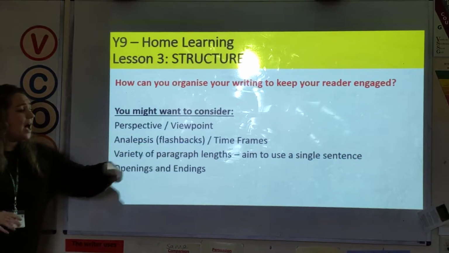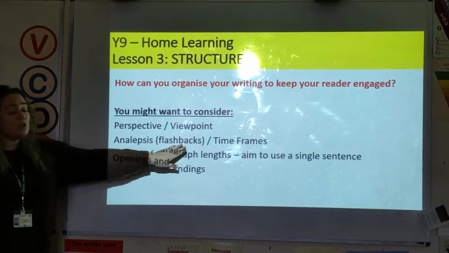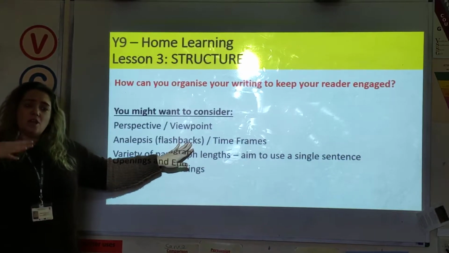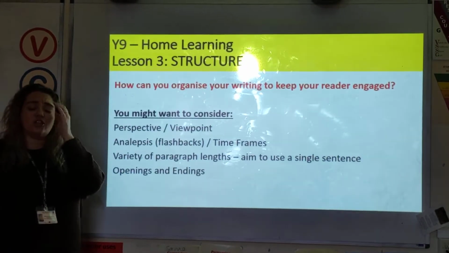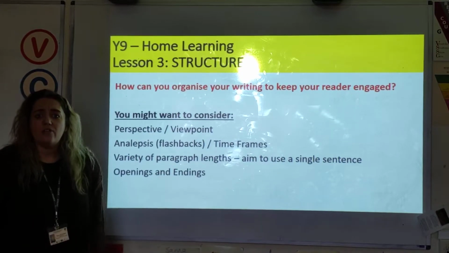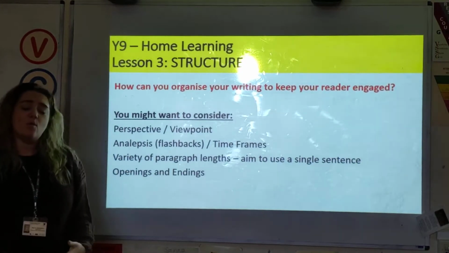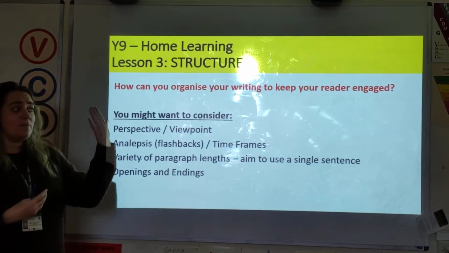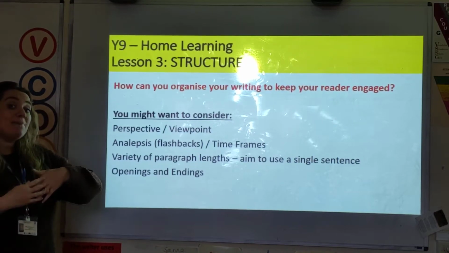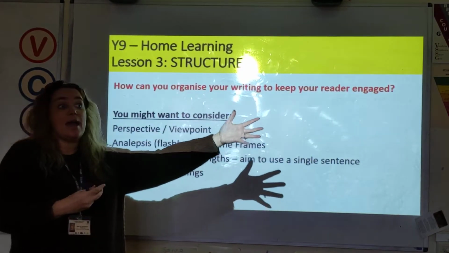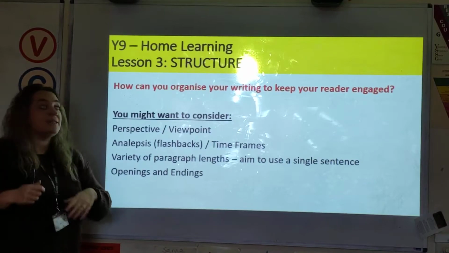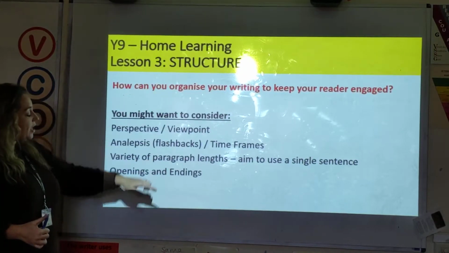How can you use time and analepsis, which is called flashbacks? How can you use time to take your reader in a different direction in your writing, rather than just being in the same time frame all the time? How can you look into the past or into the future, prolepsis, to take your reader somewhere else, to keep your reader engaged?